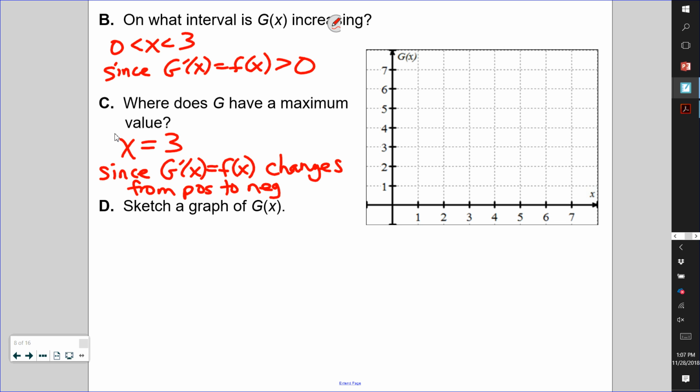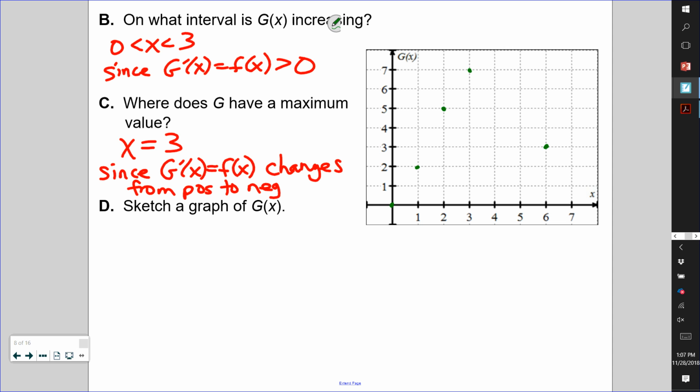Okay, next question says sketch a graph of G. So we're going to just plot the points that we just put on that table, which you have right in front of you. So we're just going to literally plot those points. The first one was 0, 0. Then we have 1, 2. Then we have 2, 5. And then 3, 7. And then 6, 3.